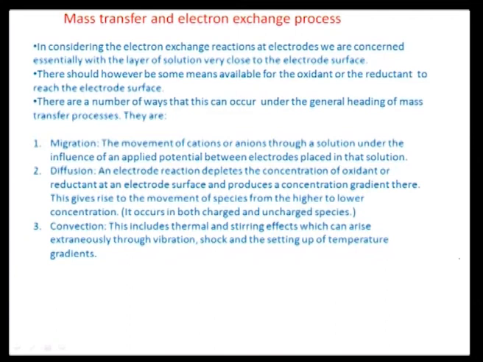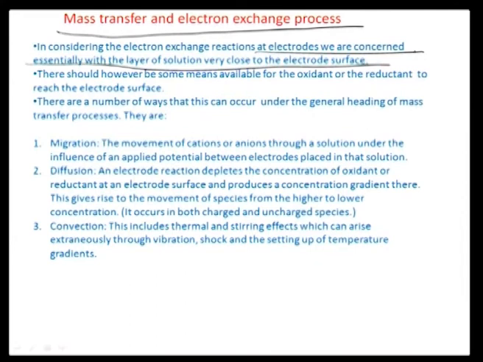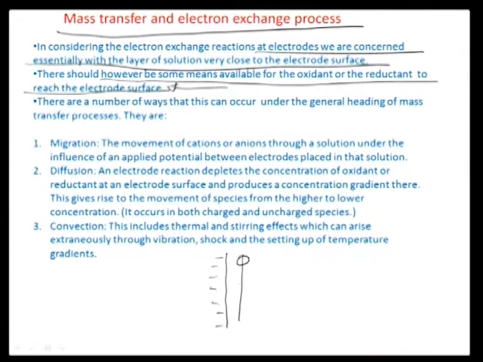So let's look at some aspects of mass transfer and the electron exchange process involved therein. In considering the electron exchange reaction at the electrodes, we are concerned essentially with the layer of solution very close to the electrode surface, as you have just seen and modeled just before. And there should be some means, however, available for the oxidant or the reductant to reach the electrode surface. If you look at this interface formulated with the so-called double layer, diffuse and Helmholtz layer, this layer has to be crossed over for any electrochemical reaction to happen.